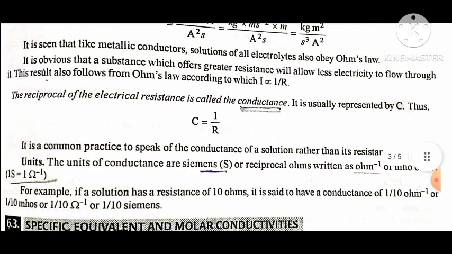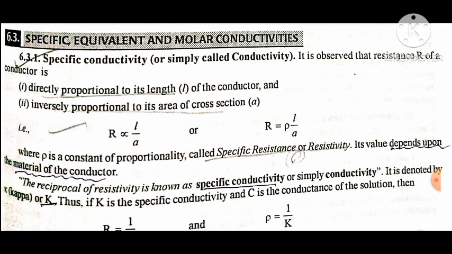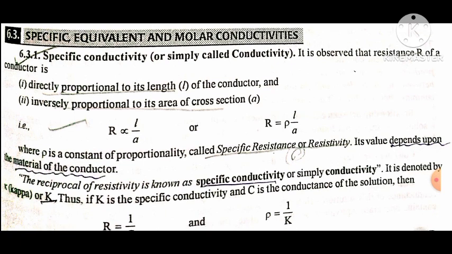Now coming on to our next section, that is specific, equivalent and molar conductivities. First, specific conductivity, or simply conductivity. It is observed that the resistance R of a conductor is directly proportional to its length and inversely proportional to its area of cross section, that is R is proportional to L upon A, or R is equal to rho L upon A, where rho is a constant of proportionality called specific resistance or resistivity. Its value depends upon the material of the conductor. The reciprocal of resistivity is known as specific conductivity, or simply conductivity. It is denoted by kappa.